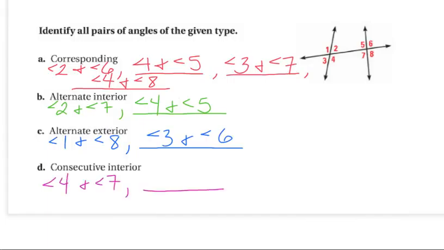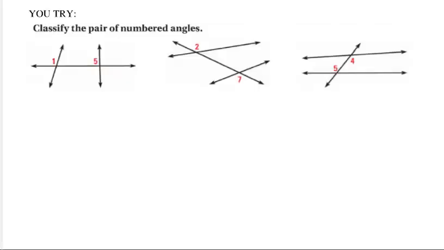This is the last few questions that I would like you to try on your own. This time, instead of you being given the names and finding the numbers that pair them up, I want you to look at the pictures and give the name that goes with angle 1 and 5, and angle 2 and 7, and 5 and 4. So go ahead, push pause, work them all out, and then check your answers when you're done.